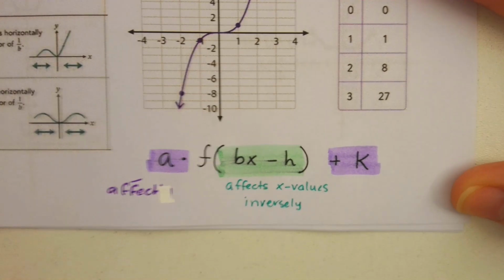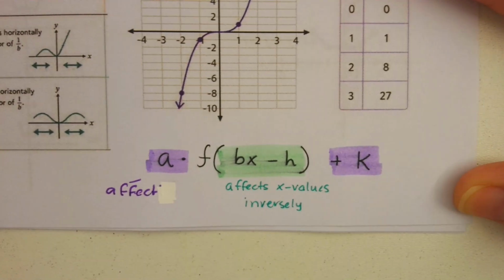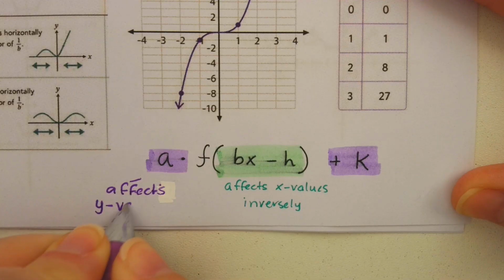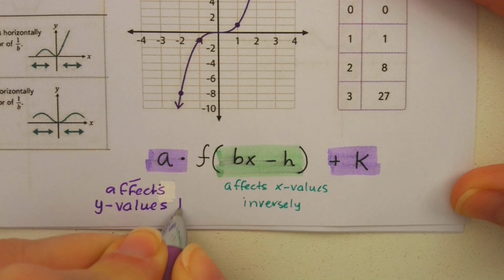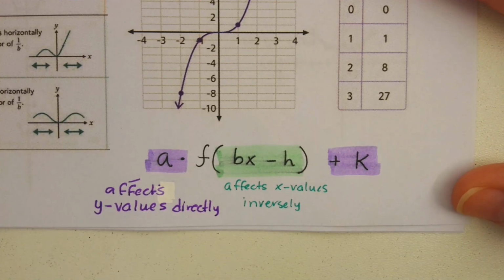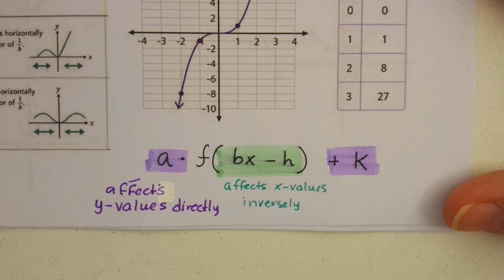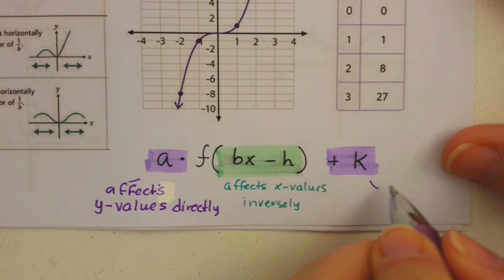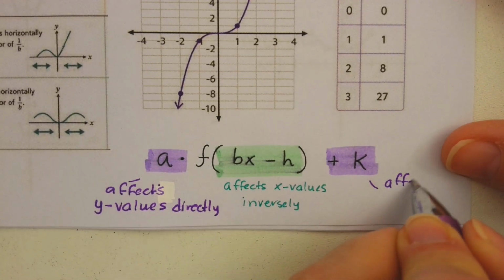Affects y values directly. And we kind of got a sneak peek at that yesterday when we were talking about the h of the vertex. We always had to write down the opposite for this one. This one is also going to affect the y values directly.